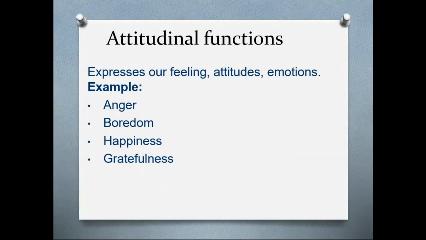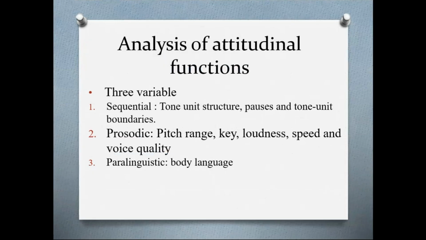The first one is attitudinal functions. Through intonation, we can express our feelings, attitudes, and emotions. For example, using intonation, we can express our anger, boredom, happiness, or gratefulness. Even the same sentence with different intonation can express different emotions. To analyze attitudinal functions of intonation, 3 variables are important.